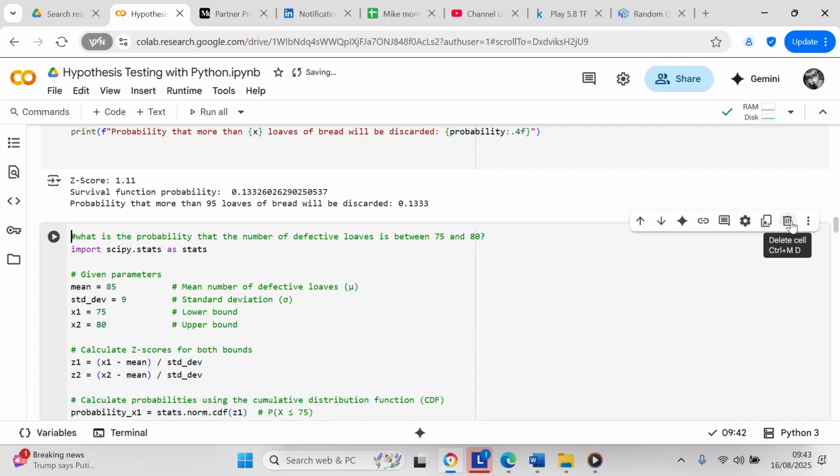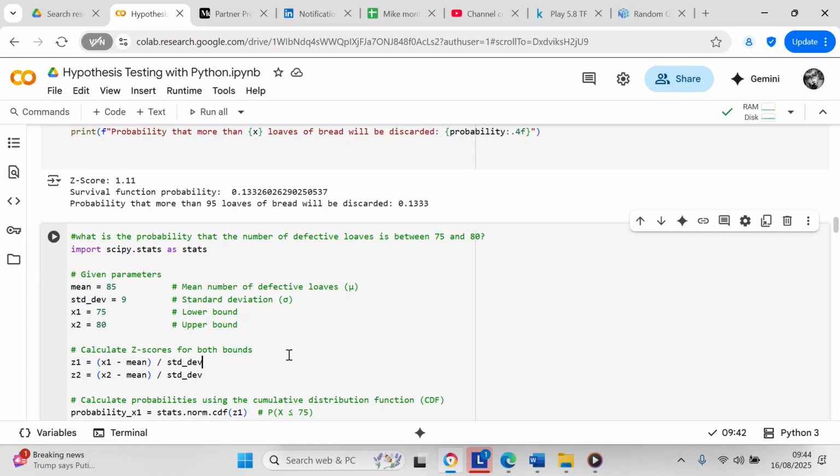And now we have: what is the probability that the number of defective loaves is between 75 and 80? Again, we're going to import scipy.stats as stats, and then set up our parameters. Mean equals 85, the number of defective loaves, standard deviation is 9, x1 is 75, that's your lower bound, and x2 is 80, that's your upper bound.